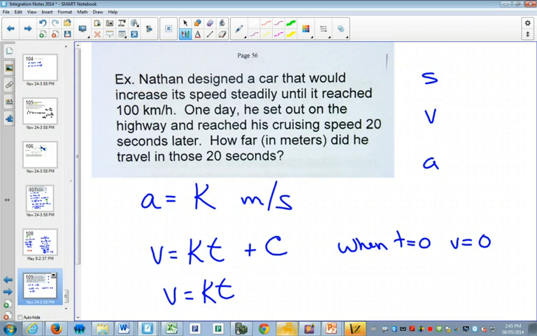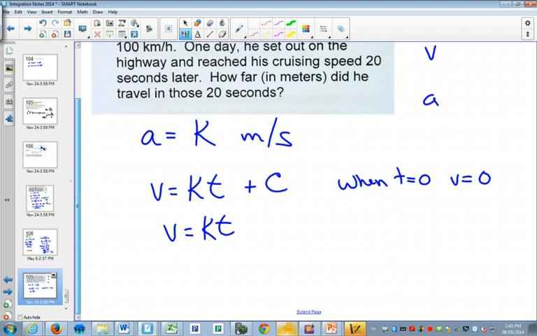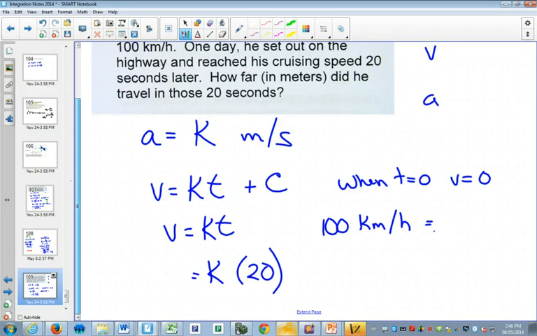Are we given any other information about velocity? Gotta go to 100 kilometers an hour in 20 seconds. How do I write this in? If I put 20 in there, and you're telling me meters per second, what do I put in here for velocity? 100 kilometers per hour is how many meters per second? Divide by 3.6? Yes.